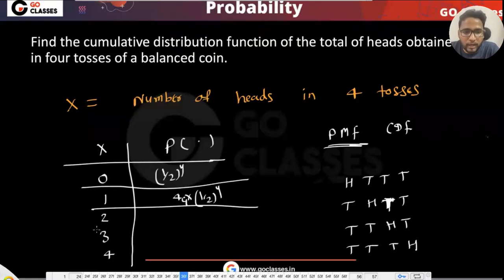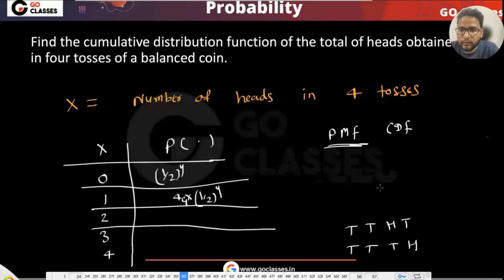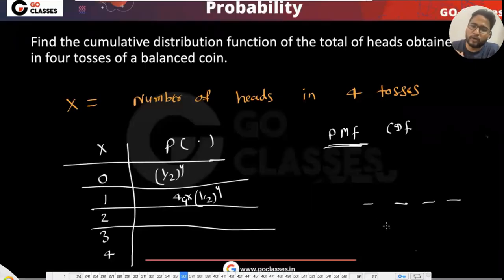Now, you get two heads. What is the probability that you get two heads? You have two places to choose for heads, and the other two places are tails. So either you choose for head or you choose for tail. It will be 4C2 into 1 by 2 power 4.